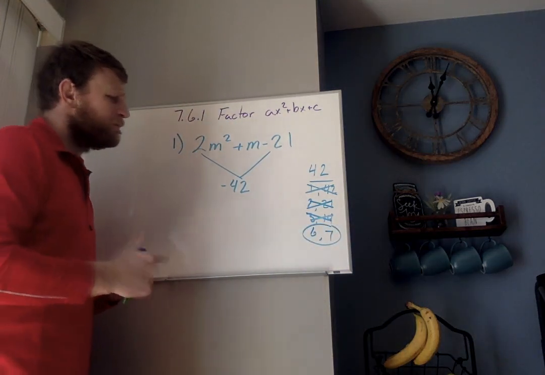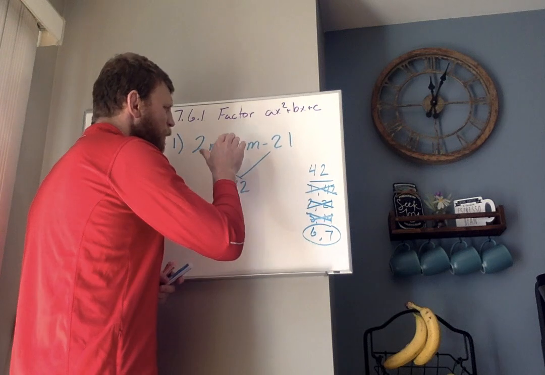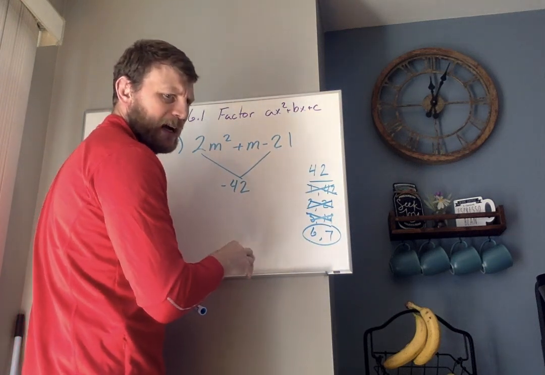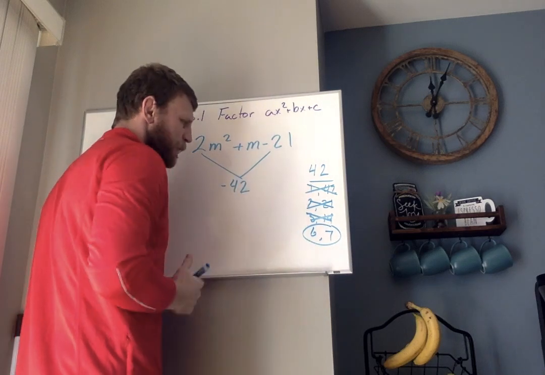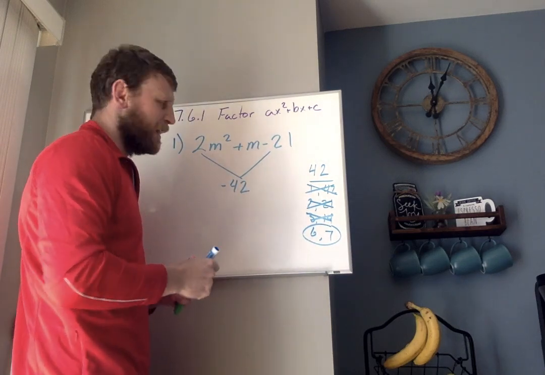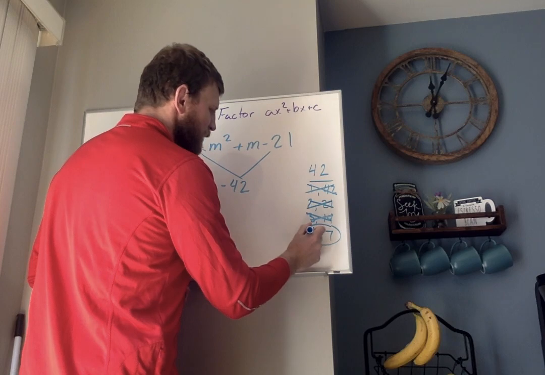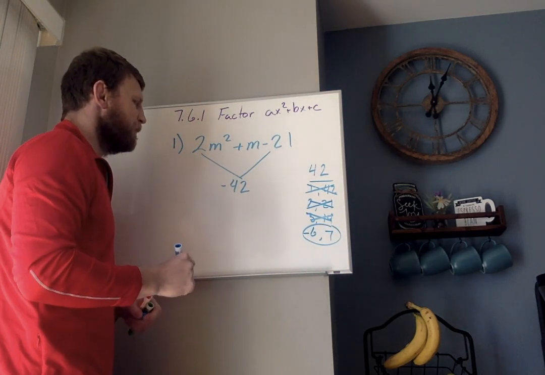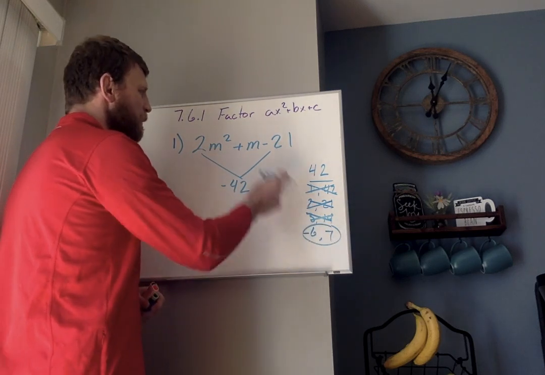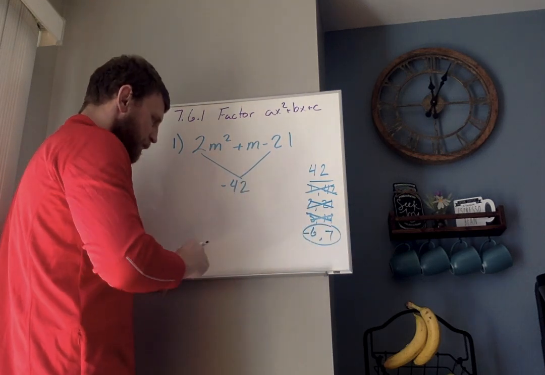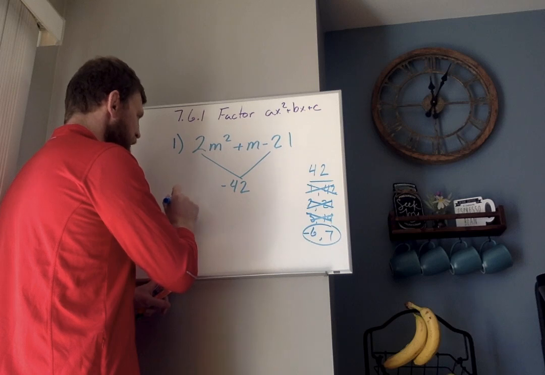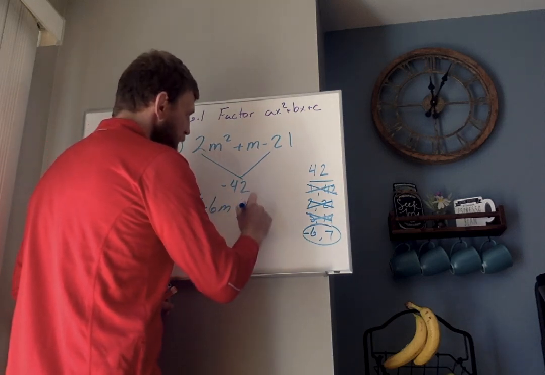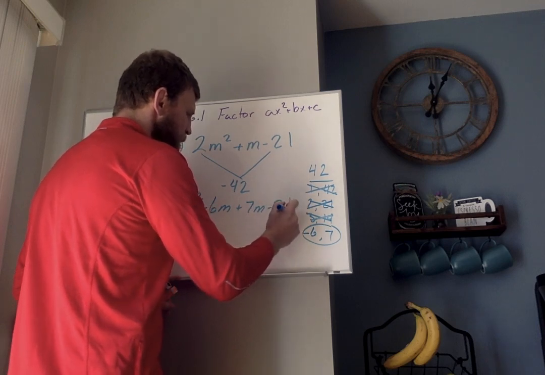Now, from here, remember, I want a positive 1, and they have to multiply to give me negative 42. So this is where the sign comes into play. So negative 6 times positive 7, that's going to give me negative 42. And when I add them, I get positive 1. So now I'm going to group them here. I'm going to write 2m squared minus 6m plus 7m minus 21.